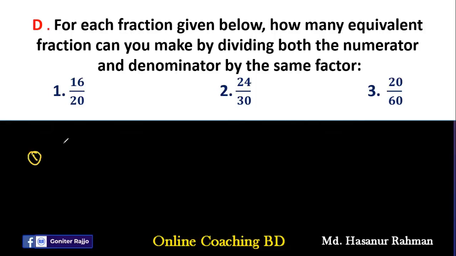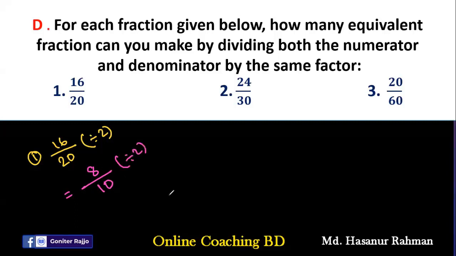Look, number 1, 16 divided by 20. At first, we have to divide both numerator and denominator by 2. After dividing numerator and denominator by 2, we'll get 16 divided by 2, it will be 8. 20 divided by 2, it will be 10. Again, we have to divide 8 and 10 both by 2. Why? Because both are even numbers. That's why we have to divide this 8 and 10 both by 2. 8 divided by 2, it will be 4. 10 divided by 2, it will be 5. So here, our final answer will be 4 by 5.